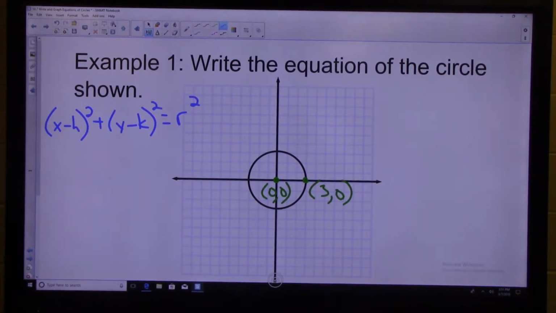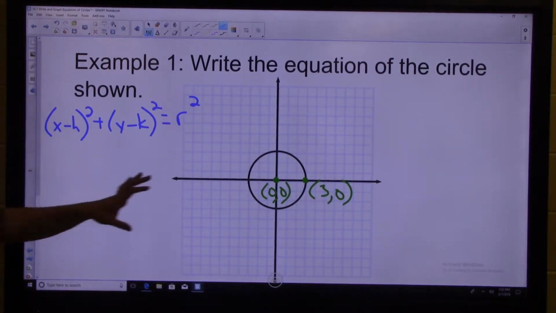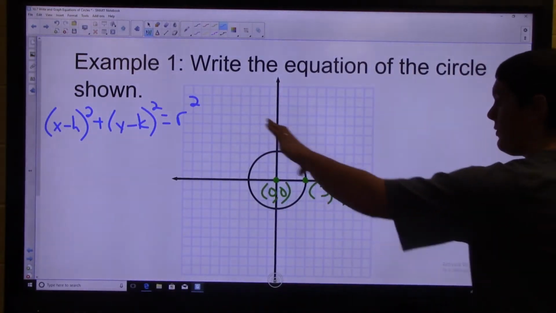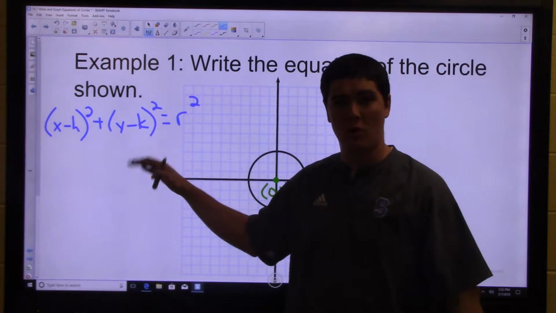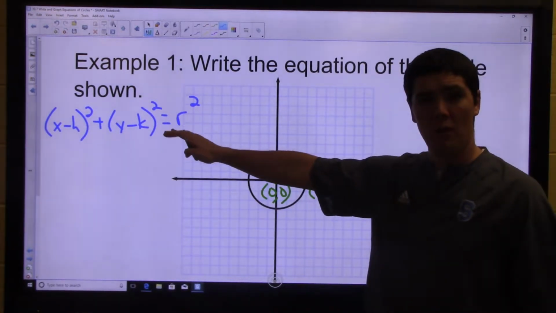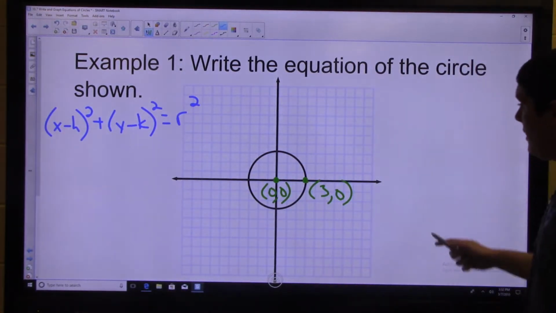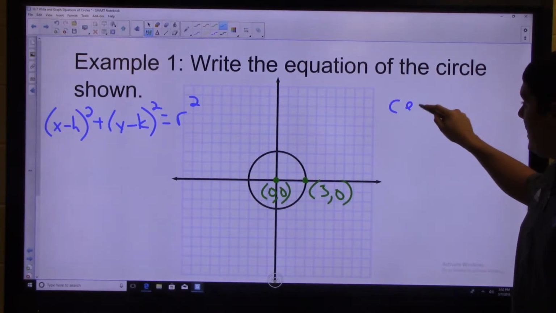So guys, keep writing this out. It's going to help you memorize it if you keep writing it down in your notes. So now here's the thing. Let's go ahead and label a couple things off the sides. Before I start plugging stuff in, I'm going to figure out what h and k are, and I'm also going to figure out what my radius is.